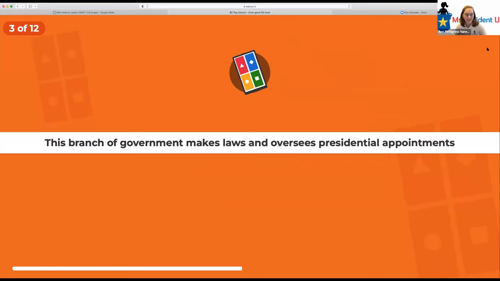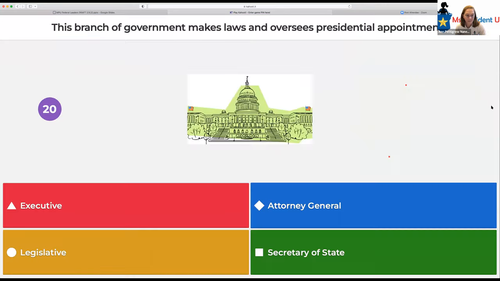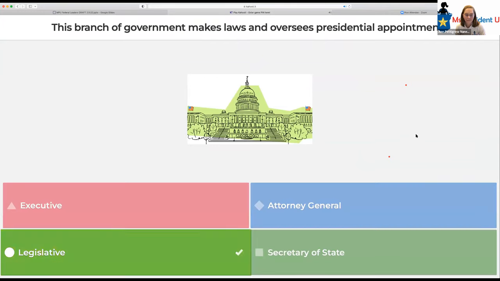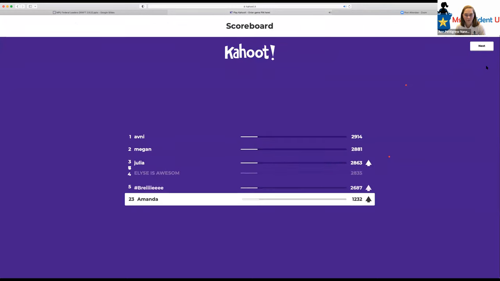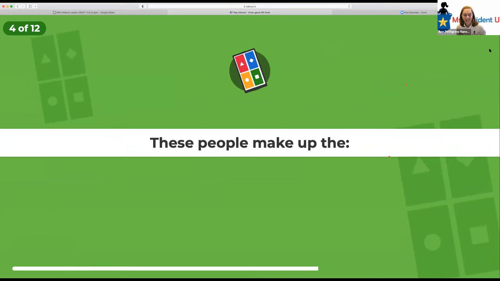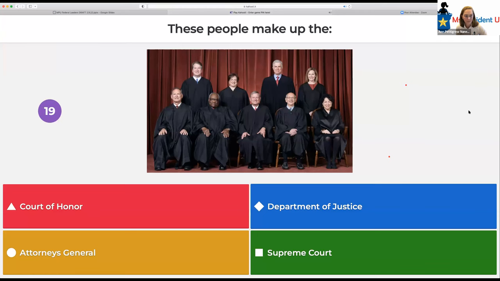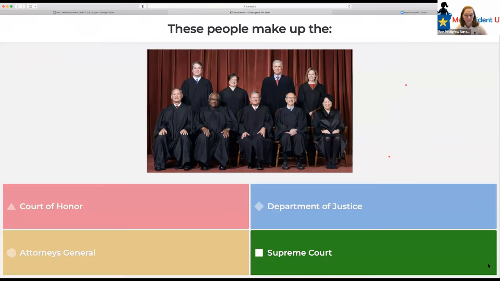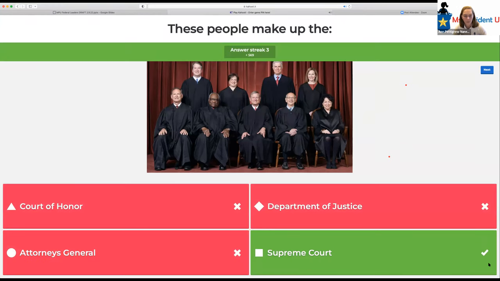Question 3. This branch of government makes laws and oversees presidential appointments. Is it the executive, legislative, the attorney general, or the Secretary of State? It's the legislative branch. That's the one we're going to be hearing from today. Okay, question four. These people make up the, see if you recognize them. The Court of Honor, the Department of Justice, the Attorneys General, or the Supreme Court. The answer is Supreme Court.